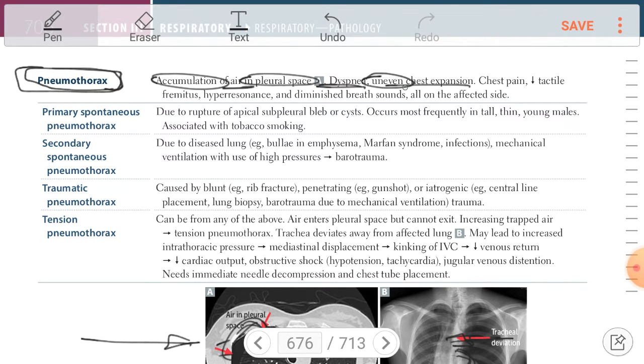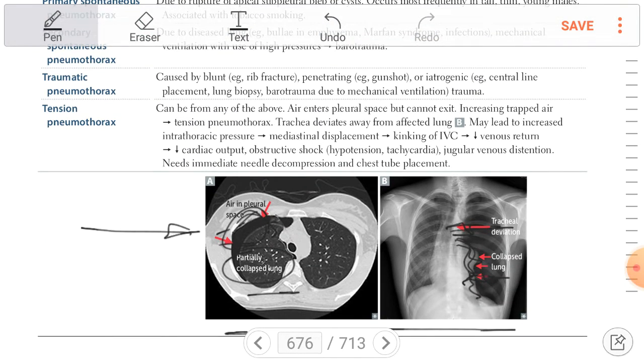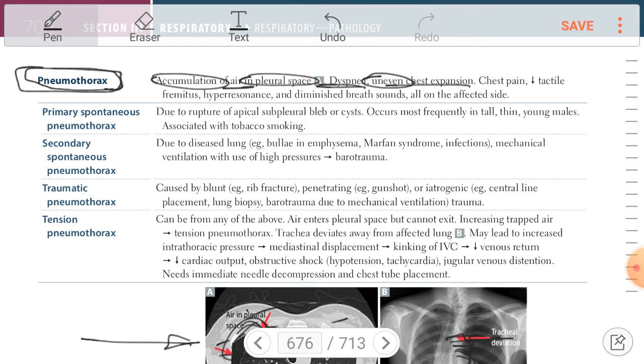What is meant by uneven? Unequal. There is a difference between chest expansion on the right side and on the left side, so it's unequal chest expansion. Then there is chest pain. There is a decrease in tactile vocal fremitus.